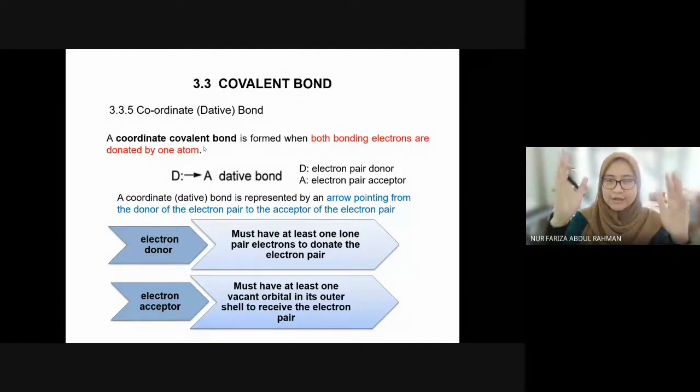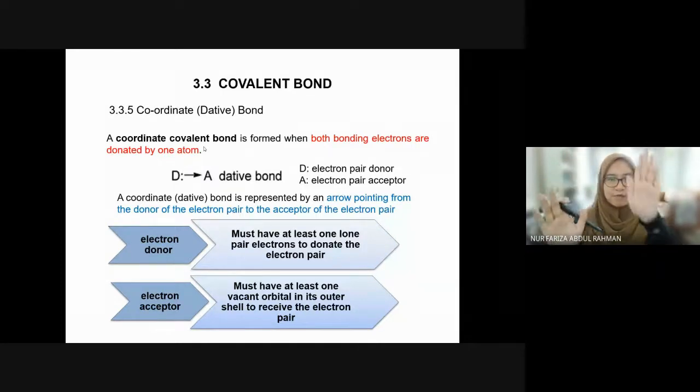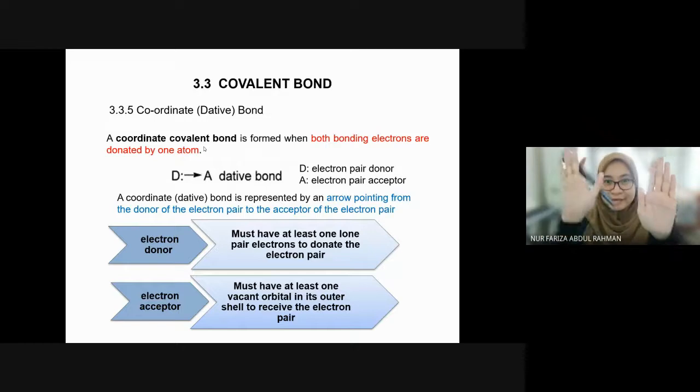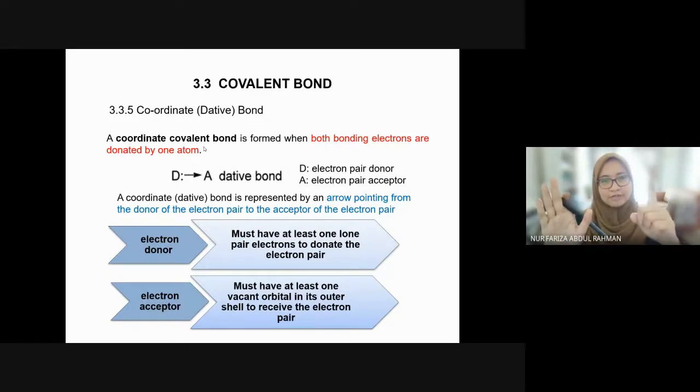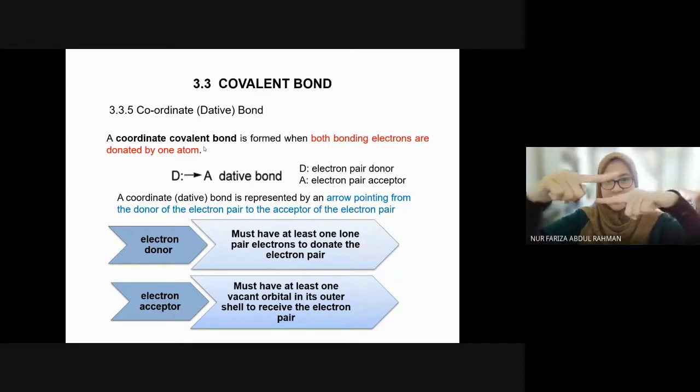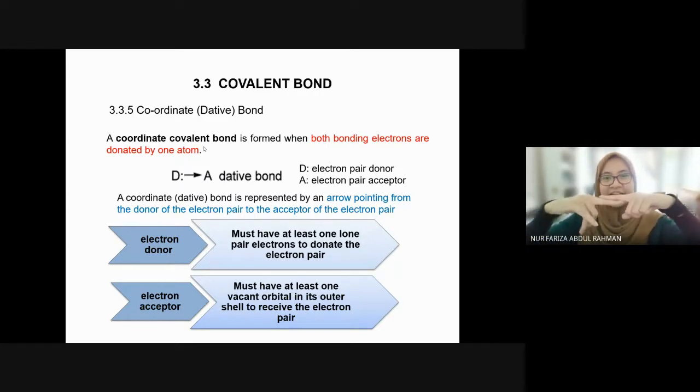Betul tak? Katakanlah A and B. So we have A and B. Ni A, ni B. In order to form a bond, A should contribute one electron, at least. B should also contribute one electron. So they will share, and they share akan jadi satu bond. This is the conventional, the normal covalent bond. Sharing tu kita panggil covalent.